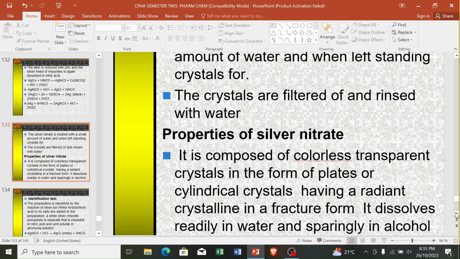So because of that, we shall form silver nitrate, nitrogen monoxide, and water. So let's look at properties of silver nitrate.